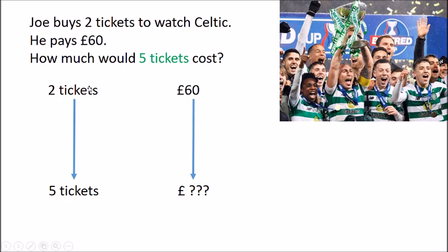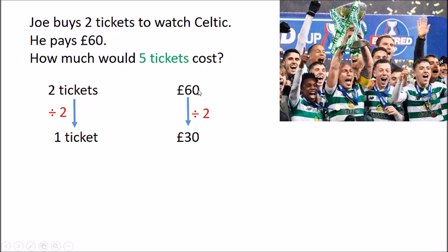We know that 2 tickets are £60, so how do we get from 2 tickets to 5 tickets? This question is slightly trickier because 2 does not go into 5, so there's not some nice simple multiplication I can do to get from 2 to 5, so I'm going to do this in 2 steps. If I know that 2 tickets are £60, it's quite easy to work out the value of 1 ticket. If I take 2 tickets and halve it, that will give me 1 ticket. So £60 divided by 2 gives me £30.